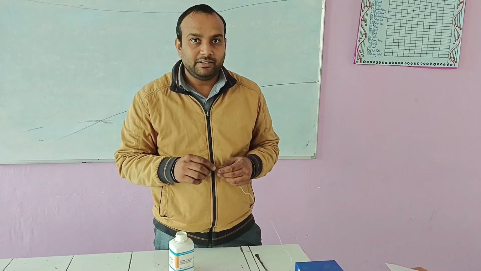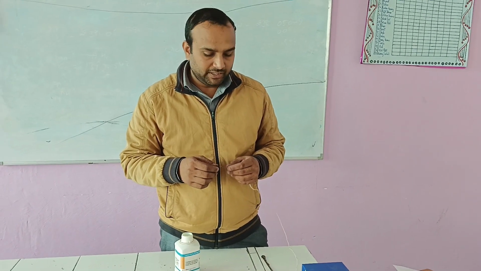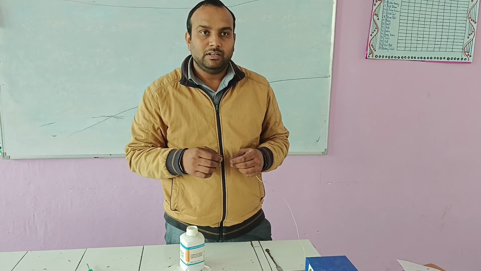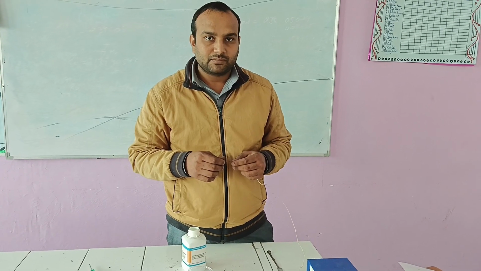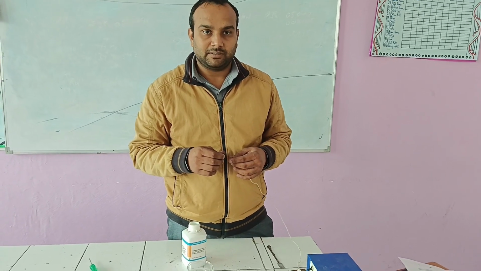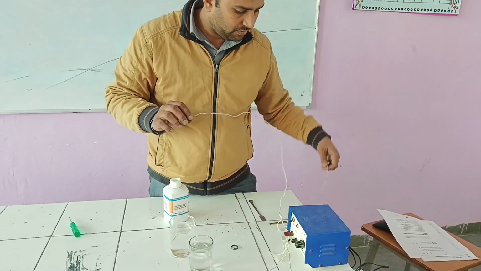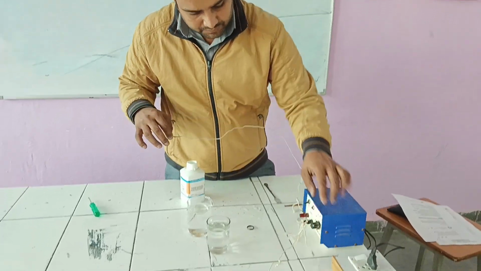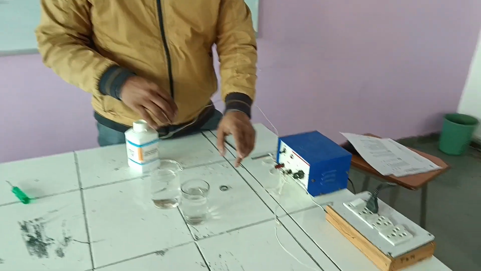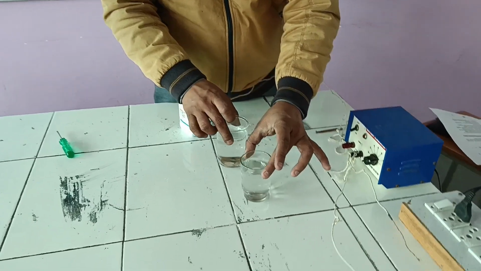So in this activity I am going to demonstrate the process of electroplating and a displacement reaction. I have a battery. This is the negative terminal, and this is the positive terminal. I have two containers filled with water.